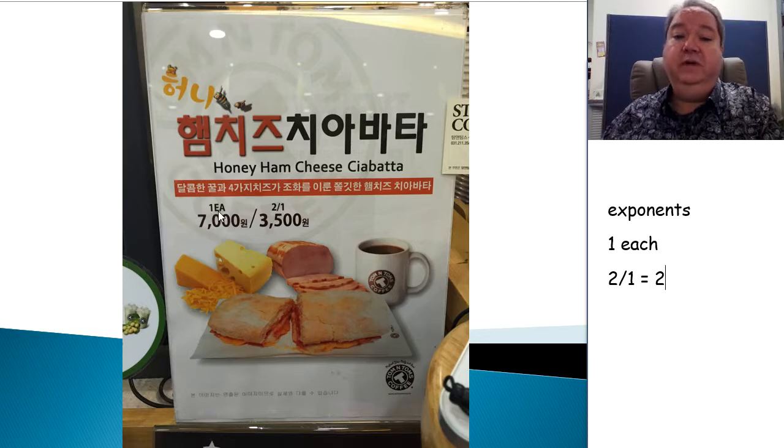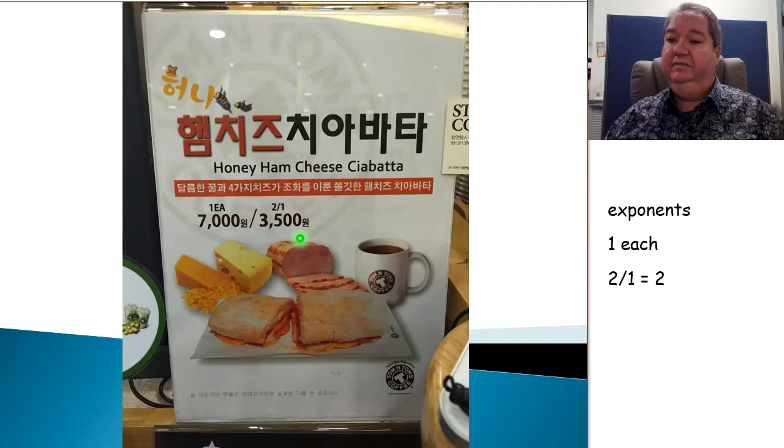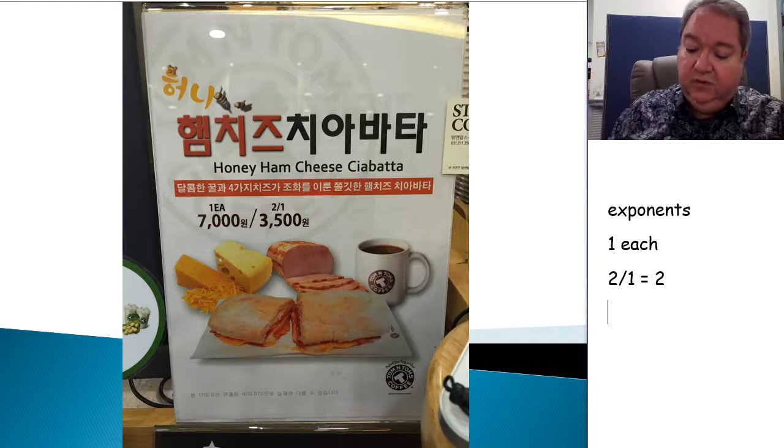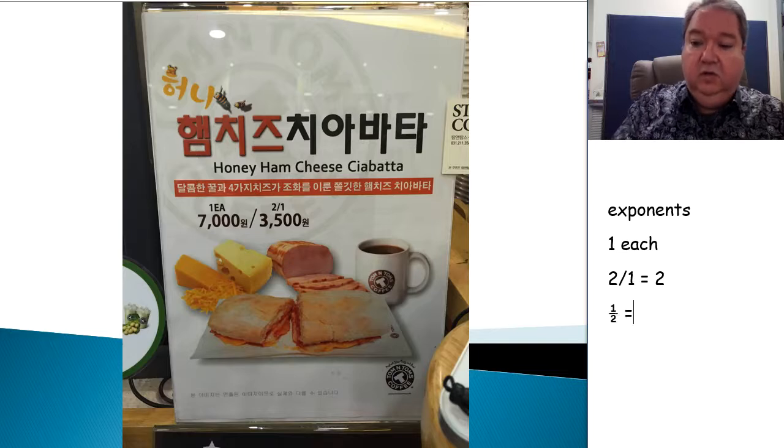So for one sandwich, it's 7,001. For 2 sandwiches, it's 3,501. That is a great price, isn't it? What have they done here? Well, for a whole sandwich, it's 7,000. For 3,500, it should be 1/2. Okay, so be careful with your fractions. 1/2. So that equals 1/2.